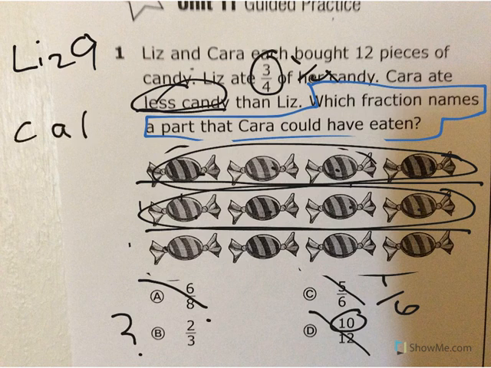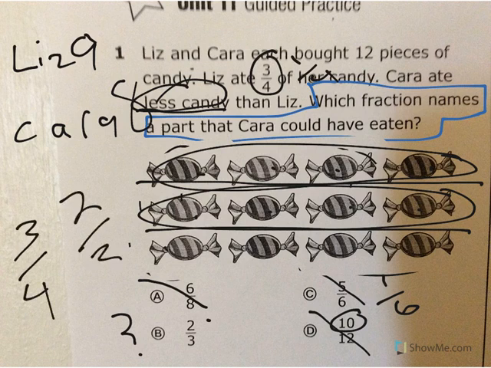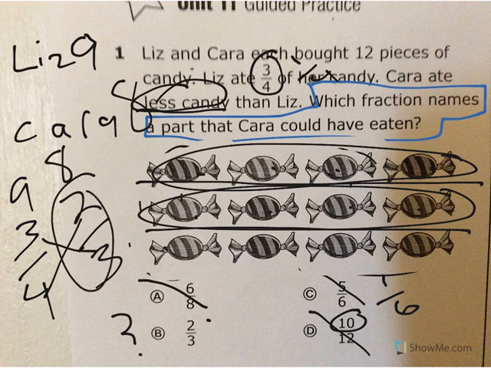So that means that Kara would have ate 8 pieces of her candy, if that's one of the possible answers. Or I can also cross multiply 3/4 and 2/3. 4 times 2 is 8. 3 times 3 is 9. So that means that 2/3 is less than 3/4. So that's our correct answer choice.